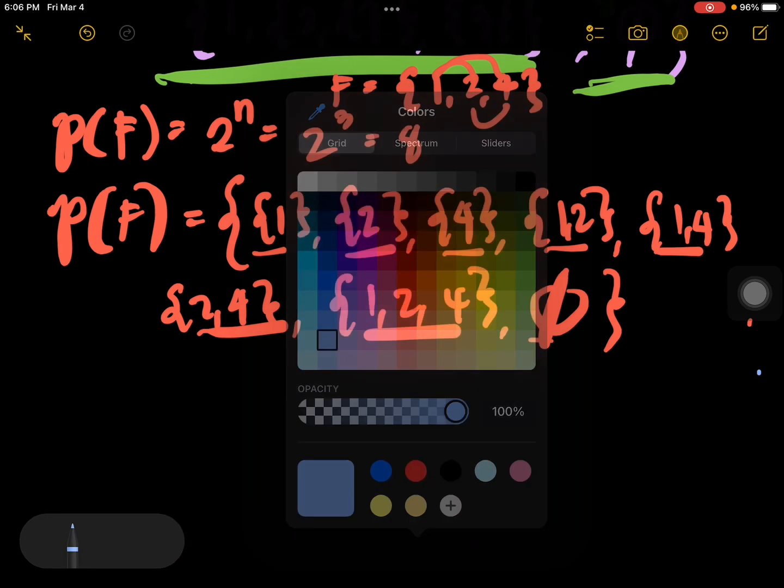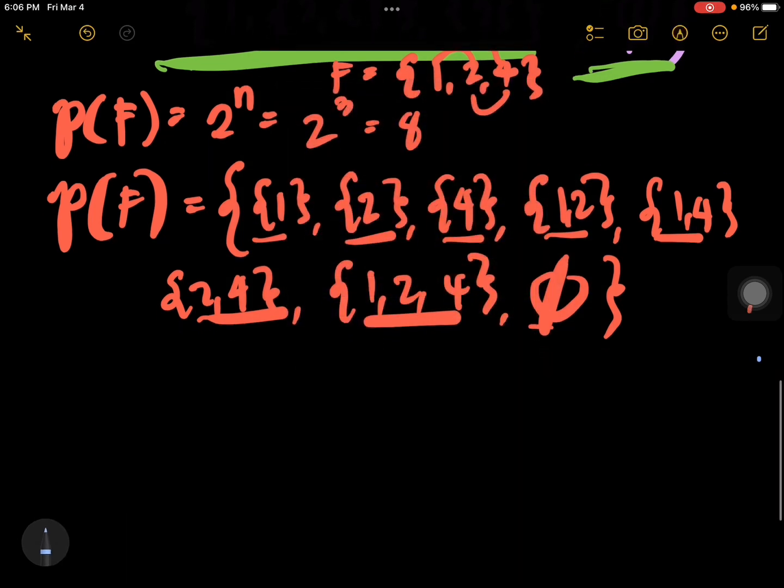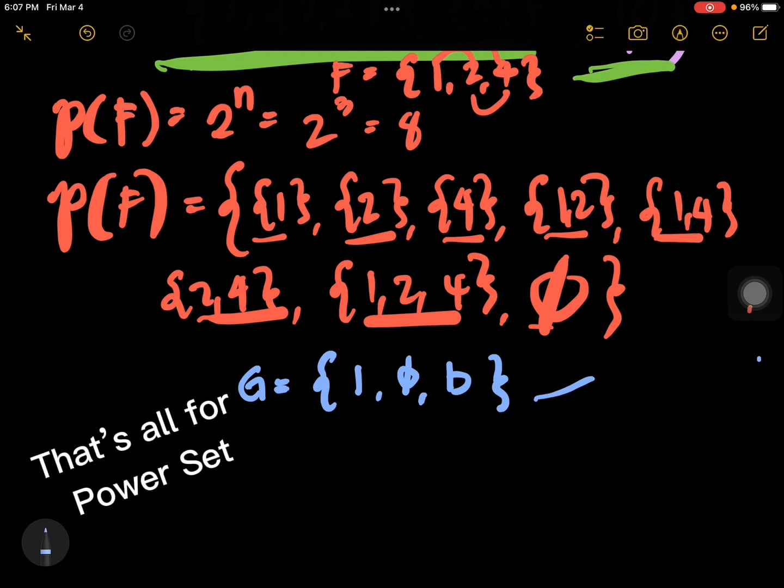So this one. What is the power set of set G with elements of 1, null, and B? Okay, so just comment. You may try it on your own. What do you think is the power set of this given set? Okay, so let's have our next topic.